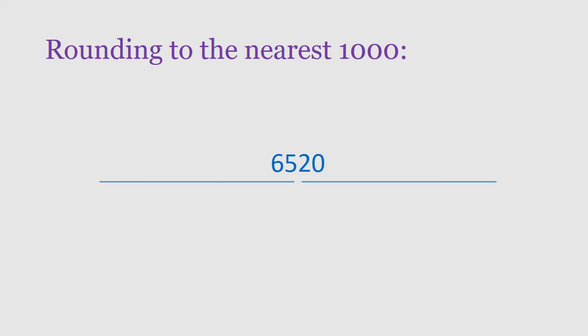And finally, we're going to look at rounding to the nearest 1,000. Again, follow exactly the same process and think of the two thousands that sit either side of this number. My number is 6,520. The 1,000 that sits below it is 6,000, and the 1,000 that sits above it is 7,000.